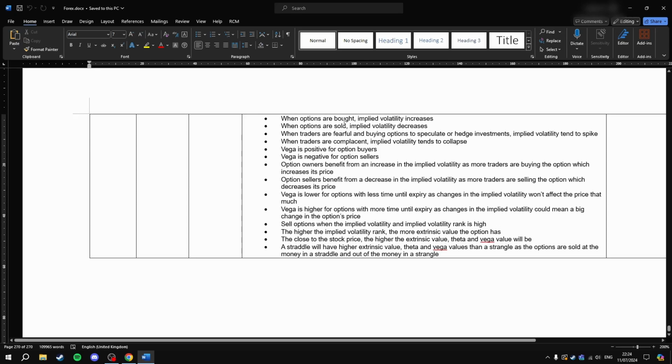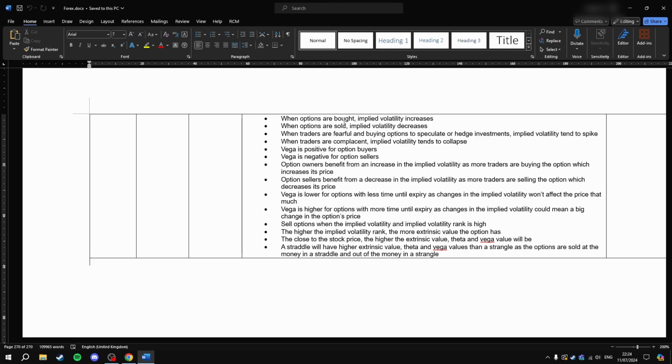When options are bought, implied volatility increases. When options are sold, implied volatility decreases. When traders are fearful and buying options to speculate or hedge investments, implied volatility tends to spike. When traders are complacent, implied volatility tends to collapse. Vega is positive for option buyers and negative for option sellers.